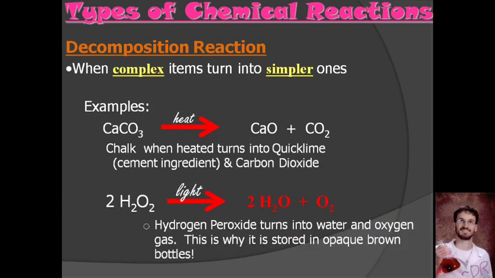Another one is one of the reactions that we did in a demo, and it's the decomposition of peroxide. So here is hydrogen peroxide, H2O2, and in the presence of light, it yields water and oxygen gas. So for every 2 molecules of peroxide, we would get 2 molecules of water and 1 molecule of oxygen gas. And since light causes this to happen, that's why we keep peroxide in opaque brown bottles, to prevent that from happening in your medicine cabinet. So it's decomposition if we have 1 molecule turning into more than 1 molecule.